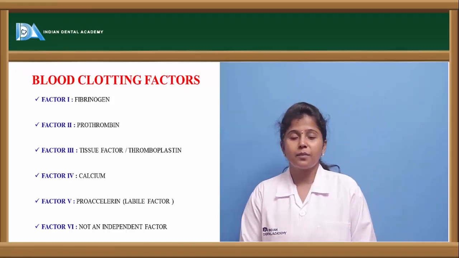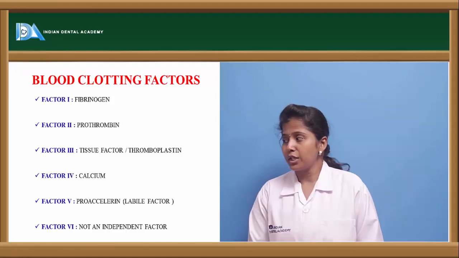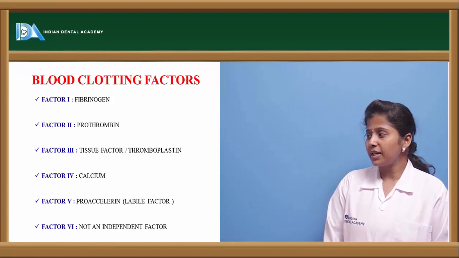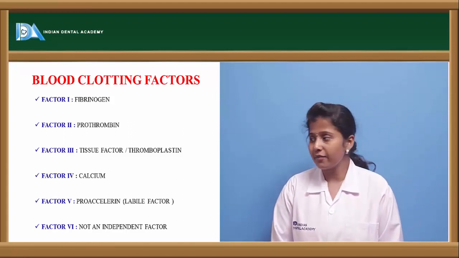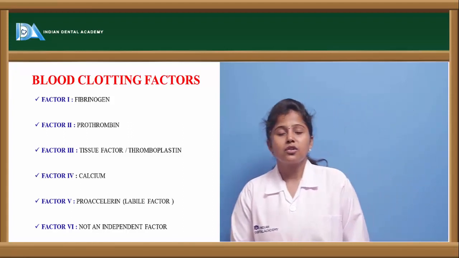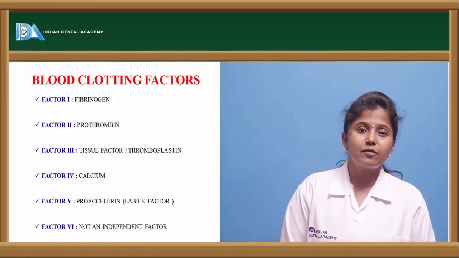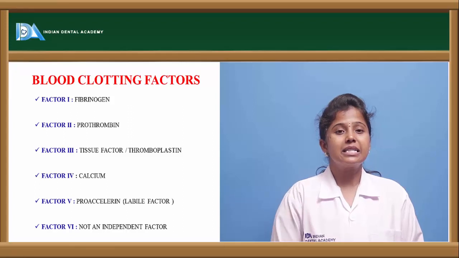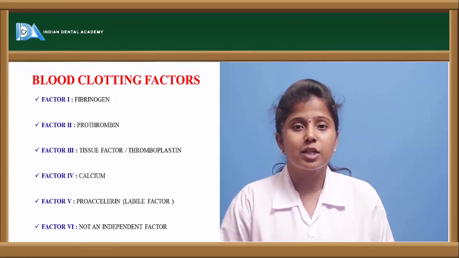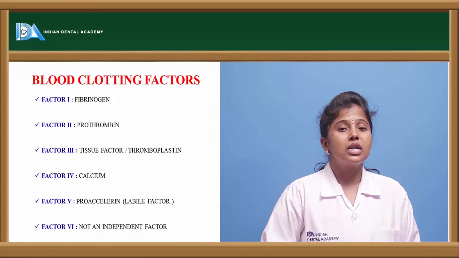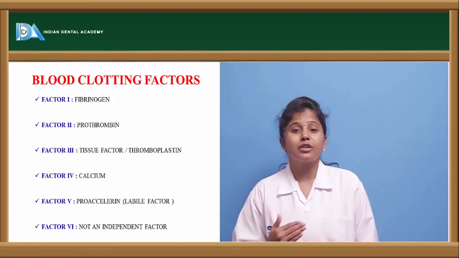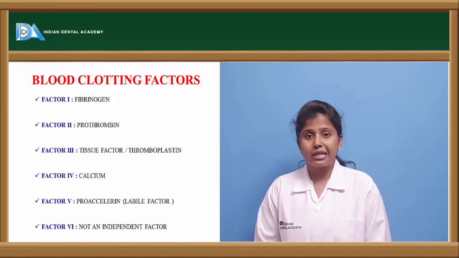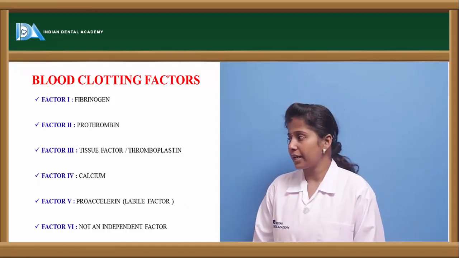factor 2, prothrombin, factor 3, which is called tissue factor or thromboplastin, factor 4 is calcium, factor 5 is proaccelerin or labile factor, and factor 6, which is not an independent factor, in the sense that this factor is not given any name, but recent research has said that factor 6 is called accelerin, because it aids in the acceleration, or the fast clot formation. That is the reason this name is given to this factor.